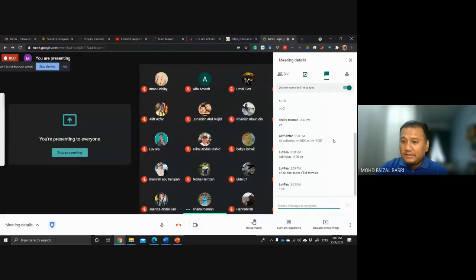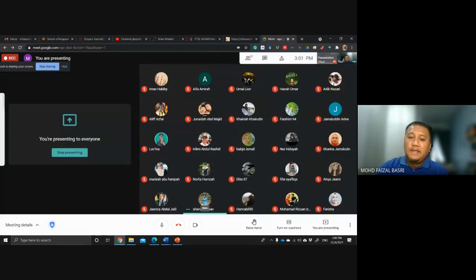Apa tiba-tiba 10% ni? Baru keluar sekarang. Anyway.